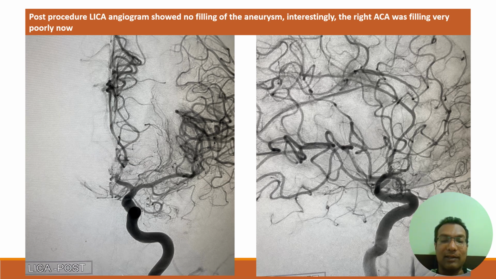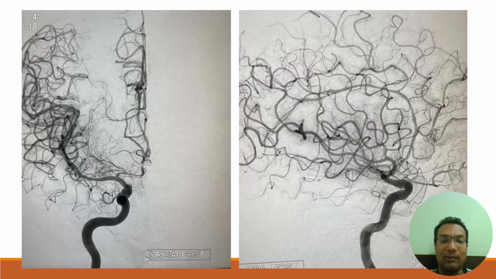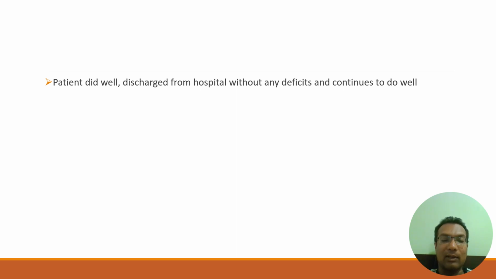Surprisingly, the right ACA was no more filling because we had compacted the stent and it had created a flow diversion effect. Then we took the right internal carotid artery injection, and we could see that the right ACA territory was adequately perfused by the right A1 ACA. So the patient did well overall. After a few days, he was discharged from the hospital. There were no deficits. He had a small hemorrhage in the left middle cerebral artery territory from the start, and that had persisted. It was not a new one, and the patient continues to do well.